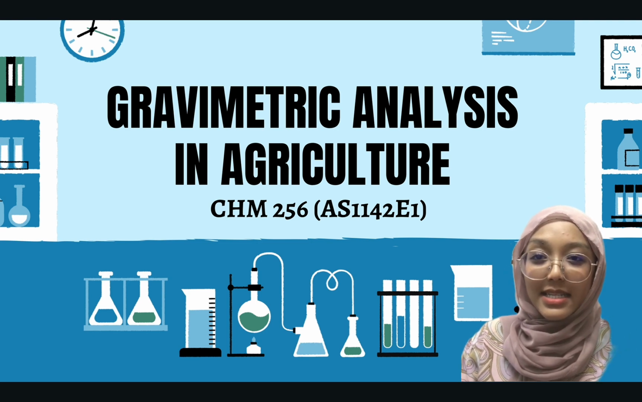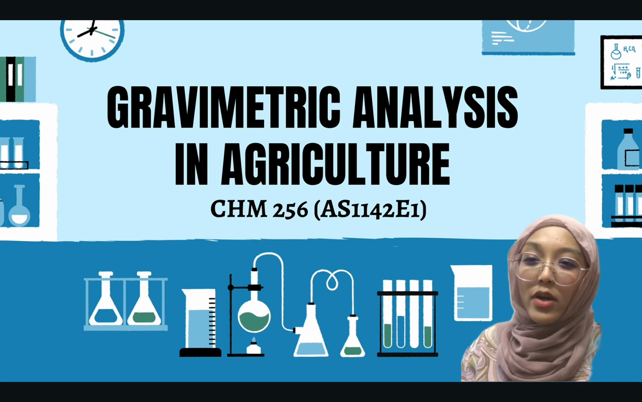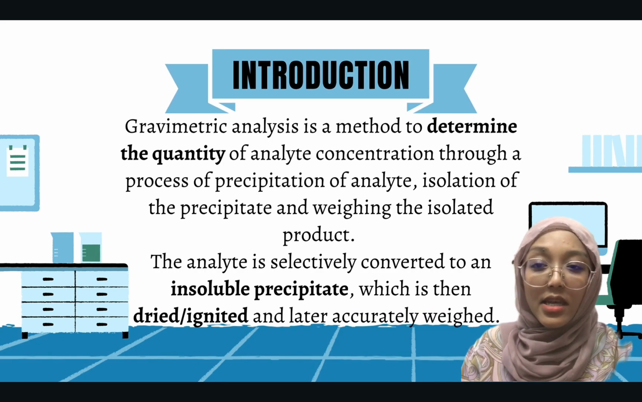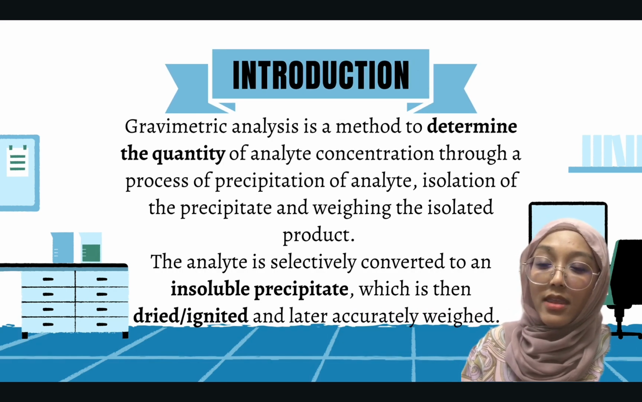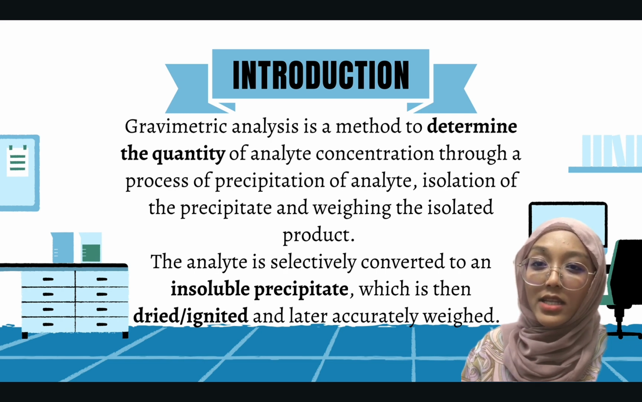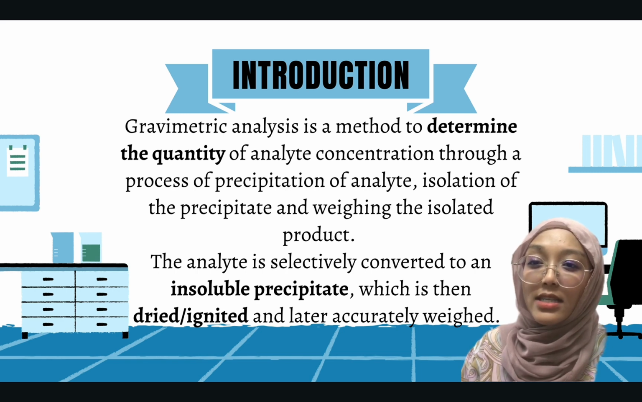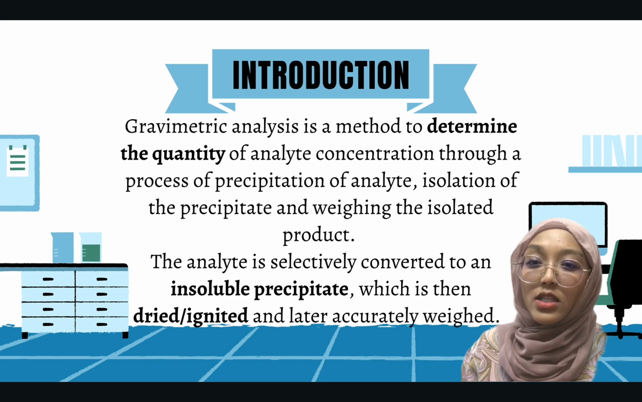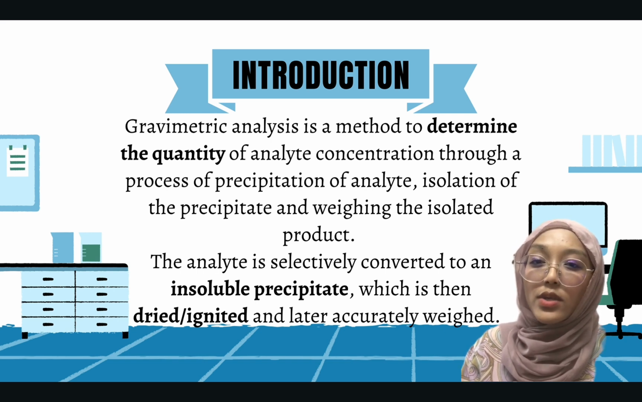Assalamualaikum, my name is ZIZIE AZZARINA and today we are going to explain about gravimetric analysis. So, what is gravimetric analysis? Gravimetric analysis is a method to determine the quantity of analyte concentration through a process of precipitation of the analyte, isolation of the precipitate, and weighing the isolated product. The analyte is selectively converted to an insoluble precipitate which is then dried or ignited and later accurately weighed.